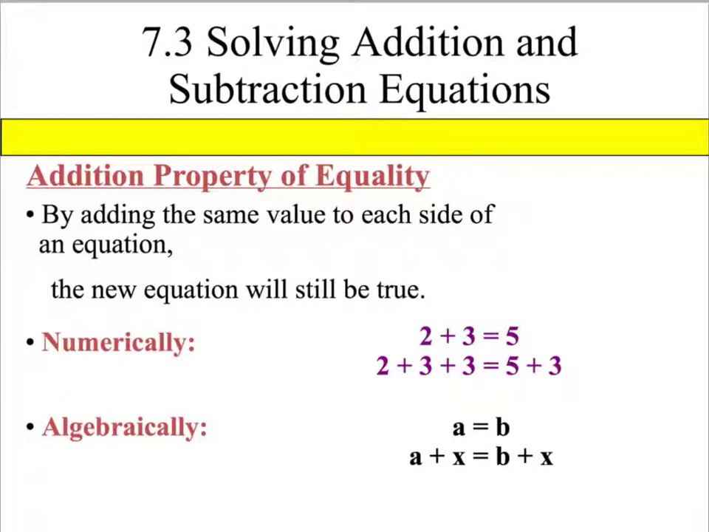Couple of properties. The very first one is the addition property of equality. I want you to try this one. Pause now, and I will explain. All right, so addition property of equality. Adding the same value to each side of the equation will still be true. For instance, if you look at this equation, it says 2 plus 3 equals 5. That's the same thing as taking 2 plus 3 equals 5 plus 3.